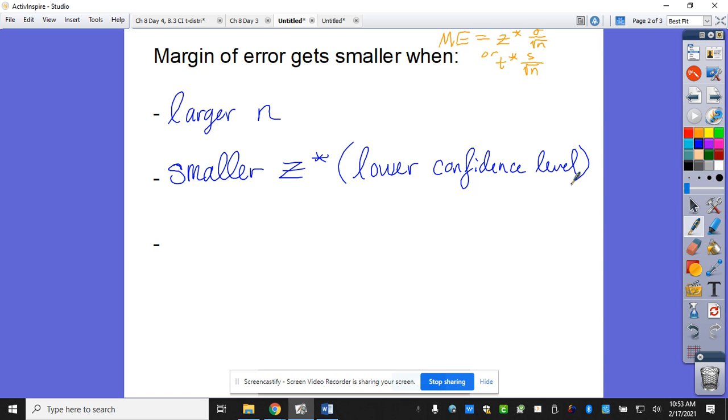So I don't love to talk about this one. I kind of want to write, I can change. It's very easy for me to say, I need to go and sample more people next time to have a better margin of error. I need to change my confidence level for my margin of error.